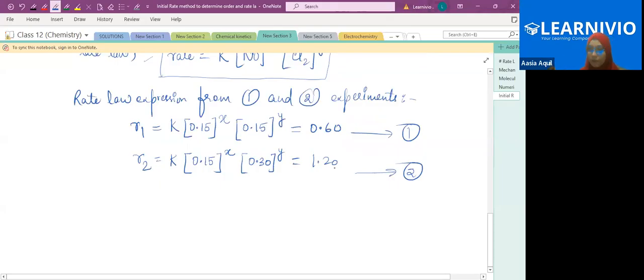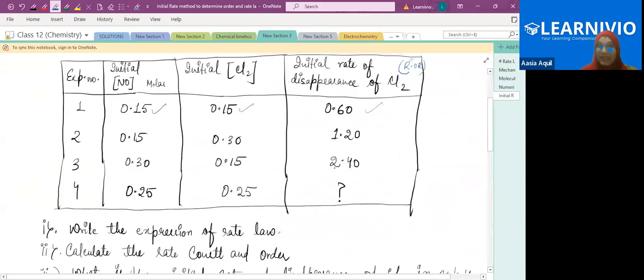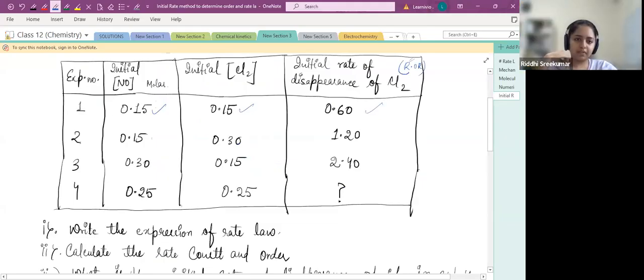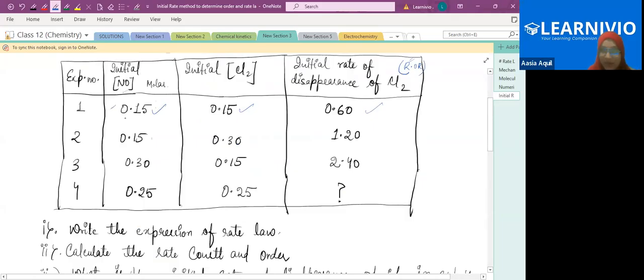Now I will give you a trick. Since four experiments are given, you have to take the experiments whose values are the same. For example, in the first and second experiments, the initial value of NO is the same, so that is common and will cancel out when you divide, and you will get the value of Y. Similarly, if the initial value of Cl2 is the same in the first and third experiments, just divide 1 and 3, this will cancel out and you will get the value of X.